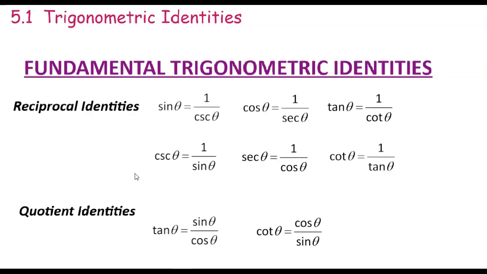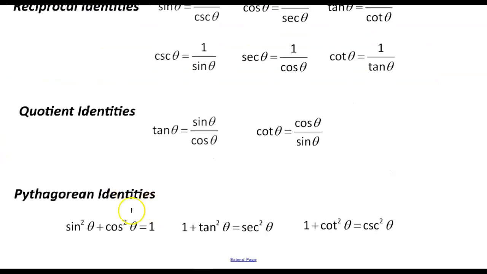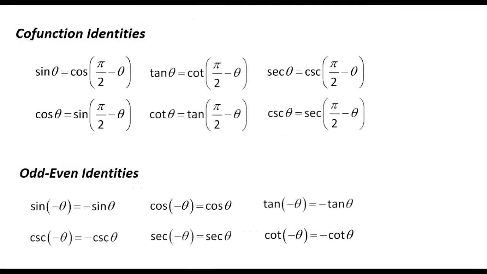Look, listen, you got a few identities here. We got the reciprocal identities, the quotient identities, and the Pythagorean identities. We rewrote a lot of these to utilize them. Hopefully you did that in class when we did them. Co-function identities and odd and even identities, okay?